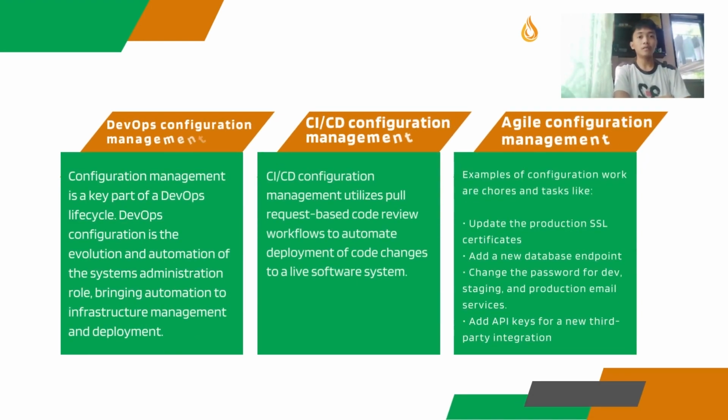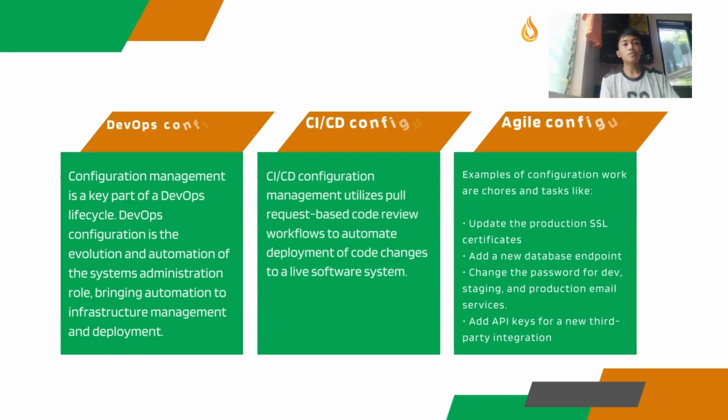DevOps configuration management. Configuration management is a key part of the DevOps lifestyle. DevOps configuration is an evolution of the automation of the system administration role, bringing automation to infrastructure management and deployment. DevOps configuration also brings system administration responsibility under the umbrella of software engineering. Enterprises today utilize it to empower software engineers to request and provision needed resources on demand. This removes a potential organizational dependency bottleneck of a software development team waiting for resources from a separate system administration team.